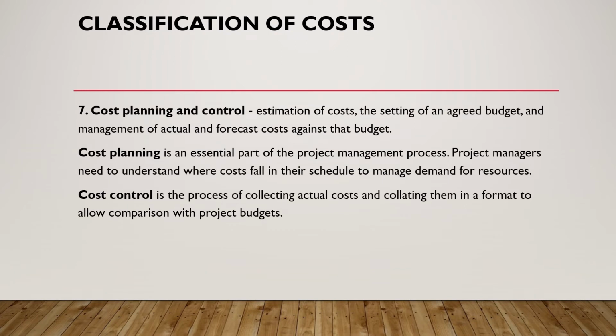Number 7, cost planning and control. This is an estimation of cost, the setting of an agreed budget, and management of actual and forecast cost against the budget. Cost planning is an essential part of the project management process. Project managers need to understand where costs fall in their schedule to manage demand for resources. Typically, all resources that consume cost will be included in a resource optimized schedule. This type of schedule is essential to cost planning to help build a picture of planned cost over time.